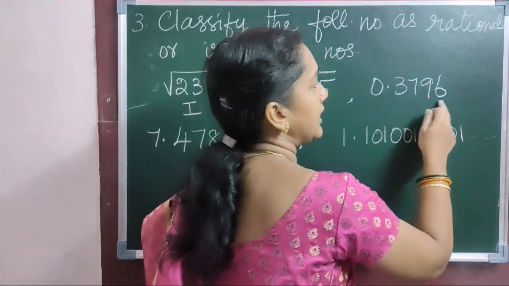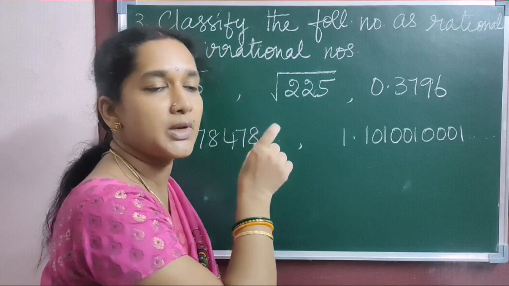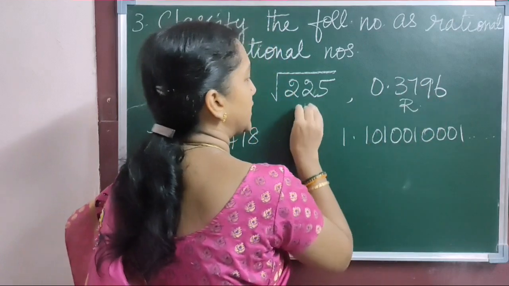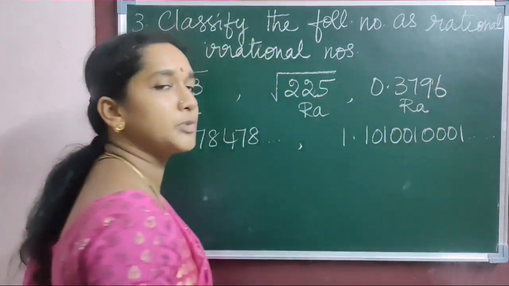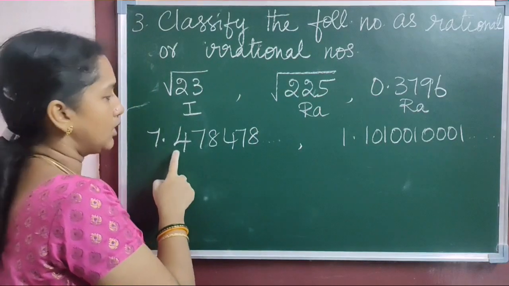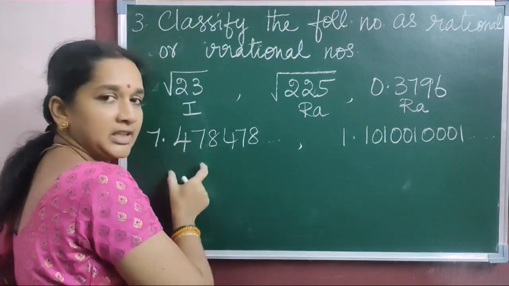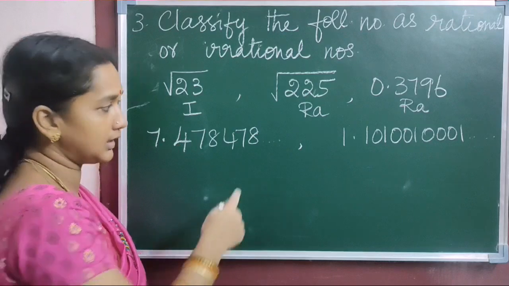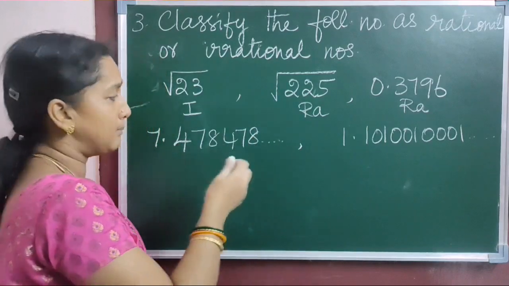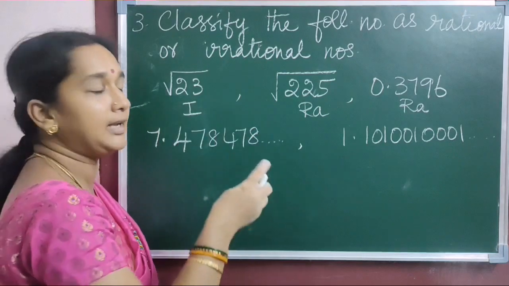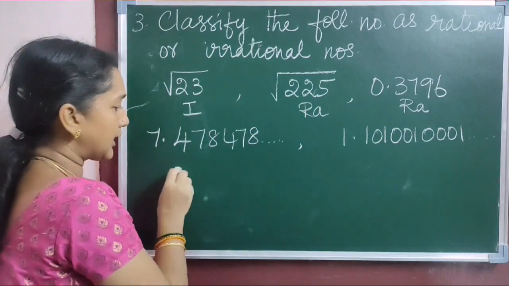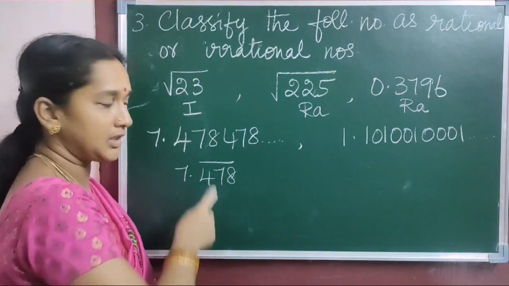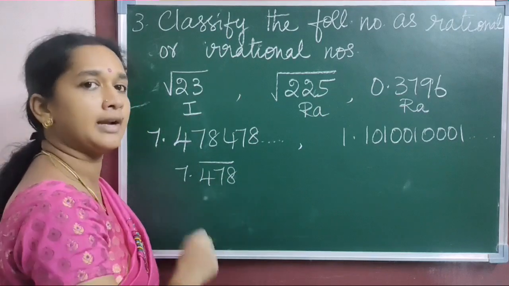Then 0.3796. This one has a terminating decimal expansion, so it is a rational number. Then 7.478478. Here it is repeating. Even though it is not terminating, since the dot is given, it is non-terminating but recurring. Recurring means you have some repeating decimal numbers. So you can write this as 7.478 bar. So this is also a rational number, non-terminating but recurring.